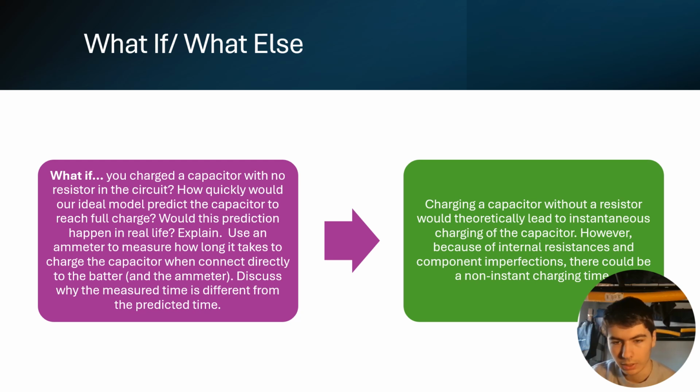So theoretically, without any resistance, the capacitor should get instantaneous charge. However, there are going to be resistances, say across the wire and across the capacitor, and there will also be component imperfections. There's no such thing as a perfect component. So there is going to be some amount of charging time. It's not going to be instantaneous like the theory, because there will be some friction and some sort of resistance to that.